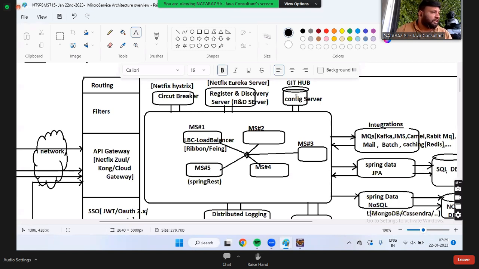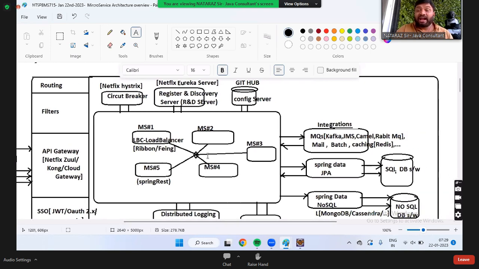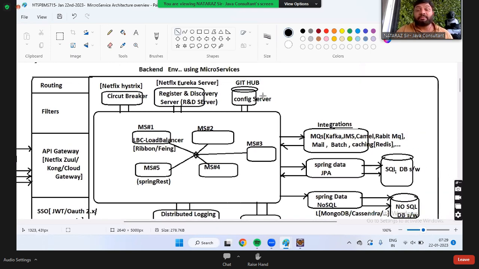So far you have seen GitHub as a code repository, remote code repository. But there is one more angle from GitHub. It's not only GitHub, GitLab, anything you can take. There, common properties required for the multiple microservices of a project or application can be placed.